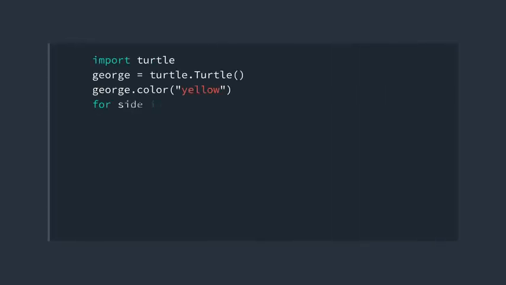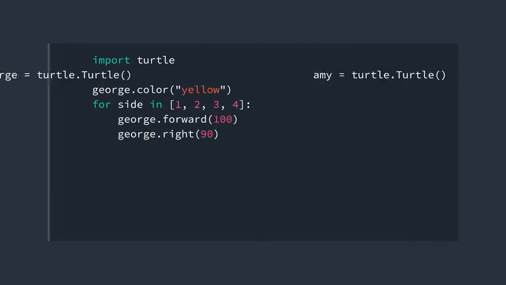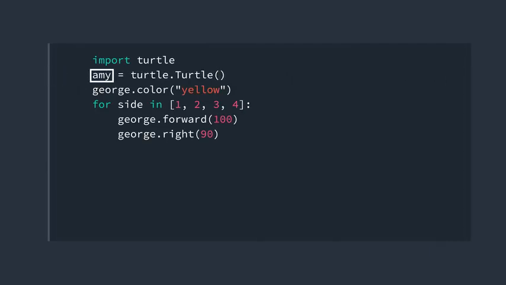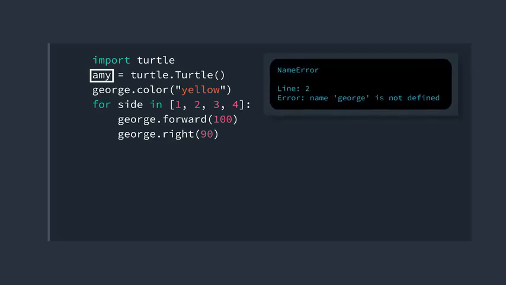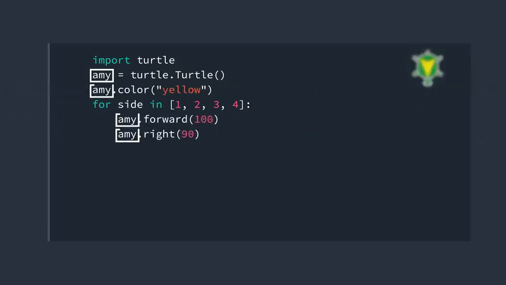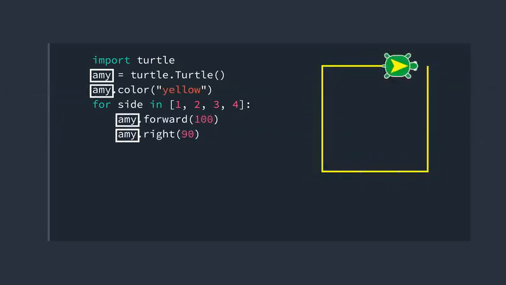Here's the code we were just looking at. If you played with this, you should have found that when you change the turtle's name in only one line of code, the program won't work. When you try to run it, you just get an error message. But if you change the name in all of these lines, it works just fine.